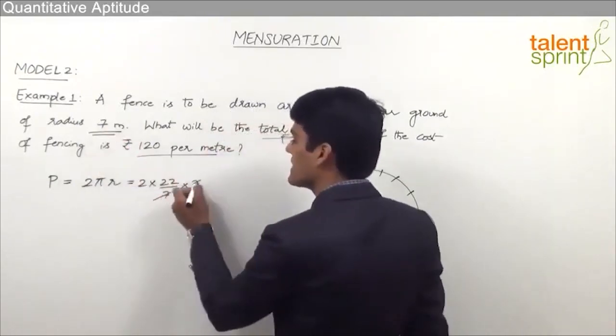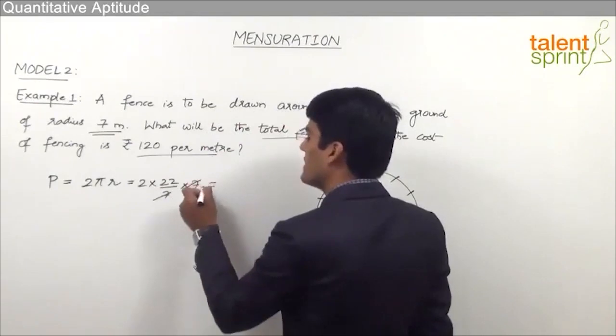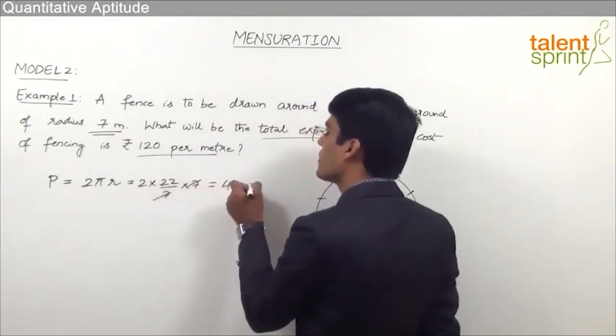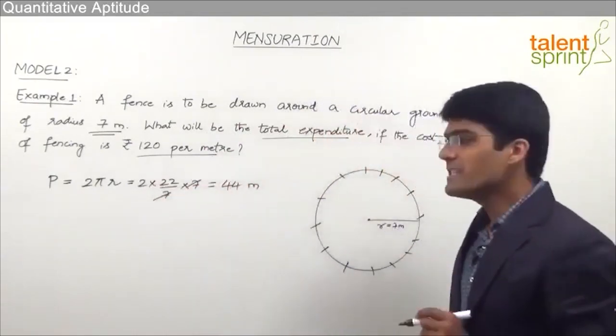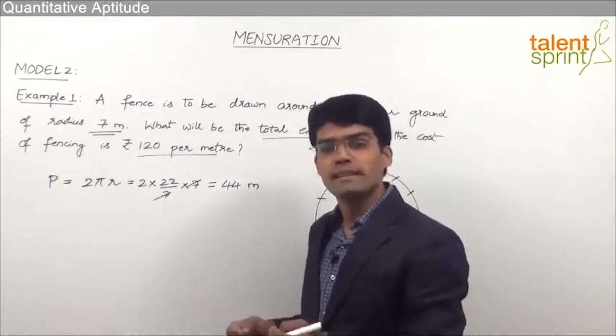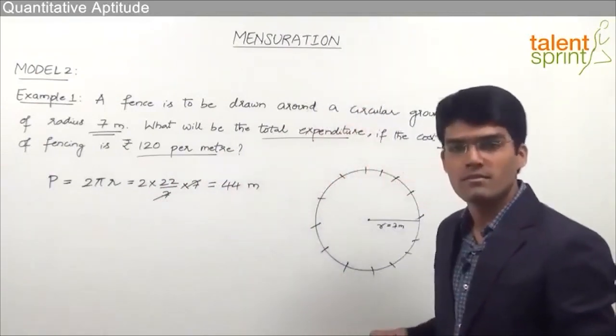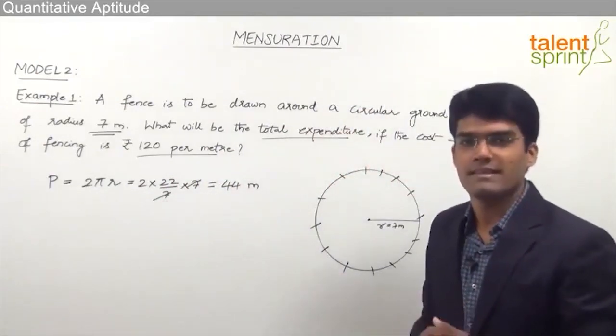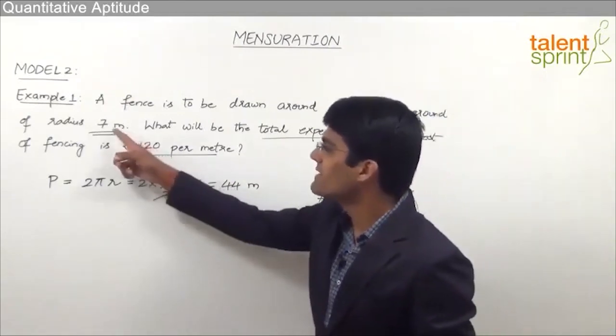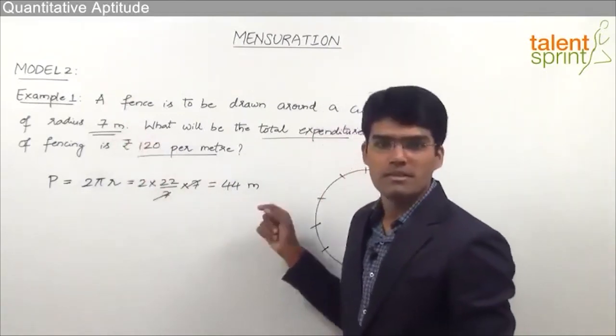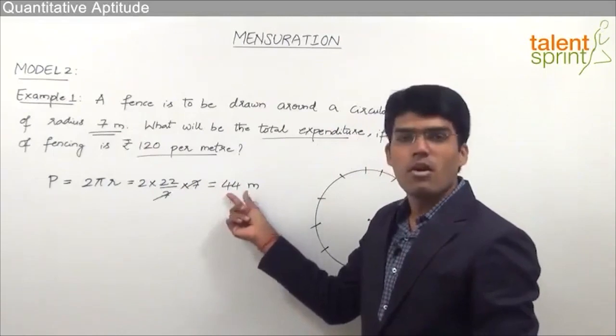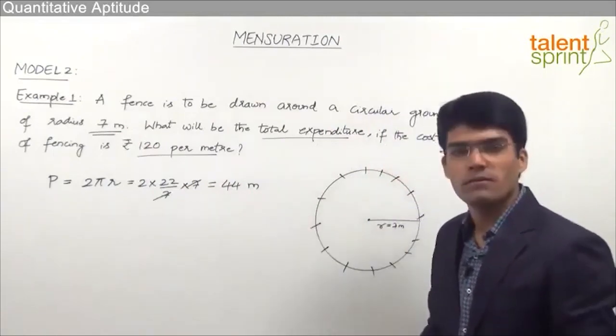So this 7 and 7 gets cancelled and the perimeter comes out to be 2 into 22, that is 44 meters. Remember friends, perimeter is a measurement of length and length should always be taken in terms of meters or centimeters as the case may be. Now since the radius is in meters, perimeter will also be in meters. So the total perimeter or the length of the boundary here is 44 meters.